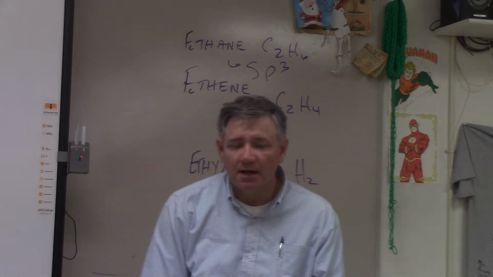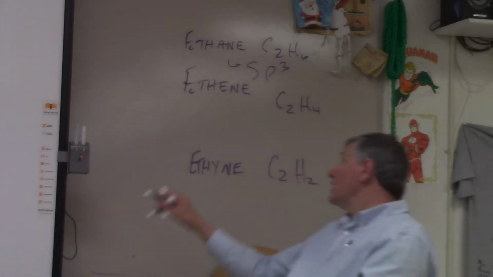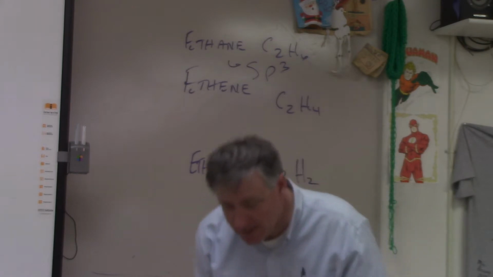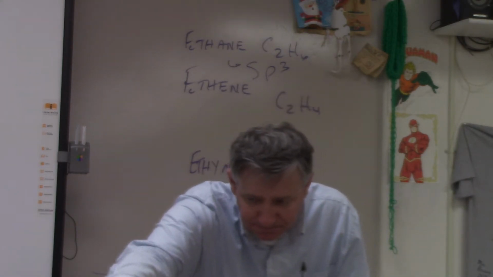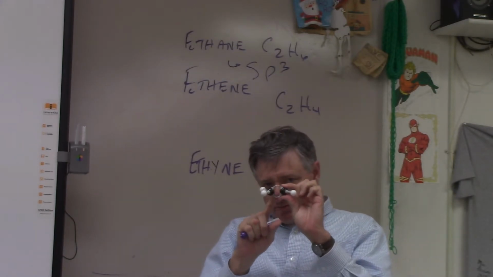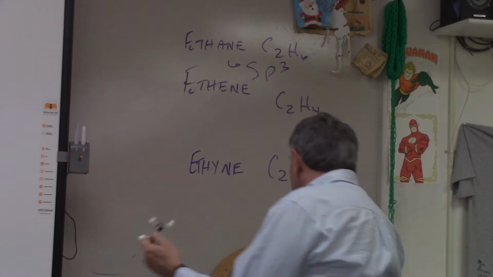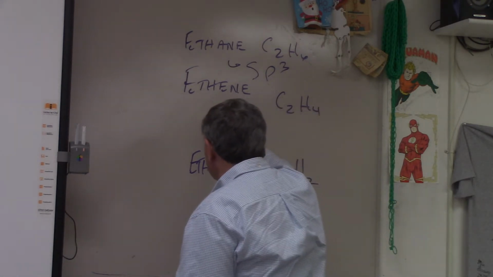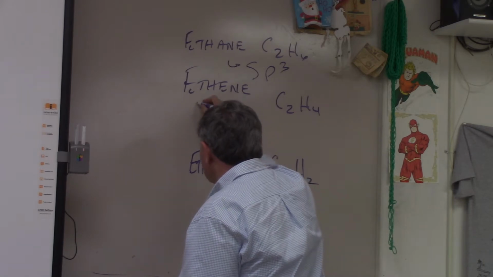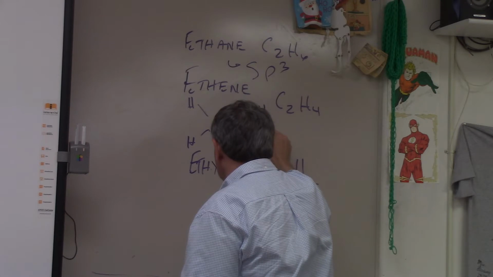Now, in contrast to that, we're going to look at ethene, which is C2H4, okay? With ethene, here's what you want to look at. This is going to involve a double bond, okay? So to have C2H4, you've got your carbon, the double bond here, and the hydrogens.